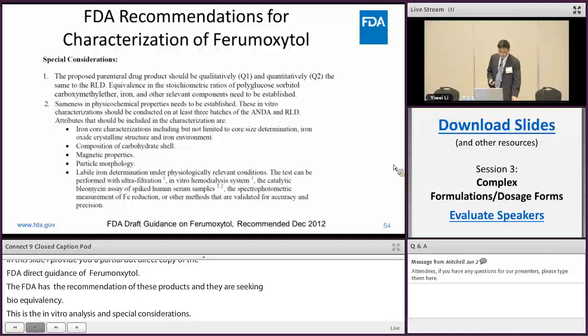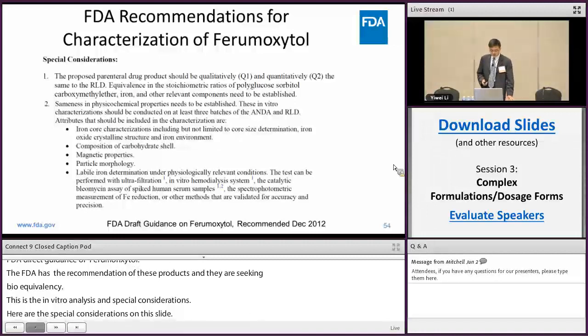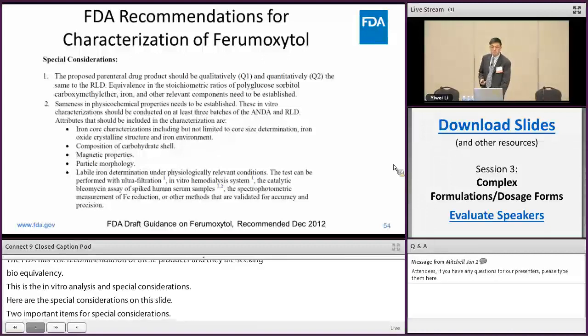So there are two important items for special considerations. First, the requirement of Q1, Q2 sameness. And second, the establishment of sameness in physicochemical properties.